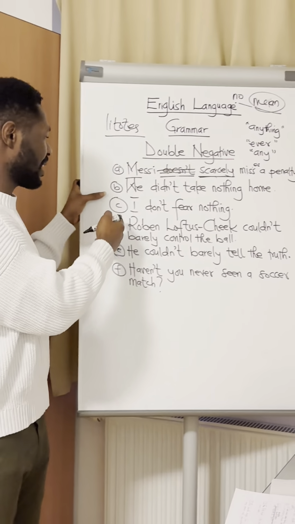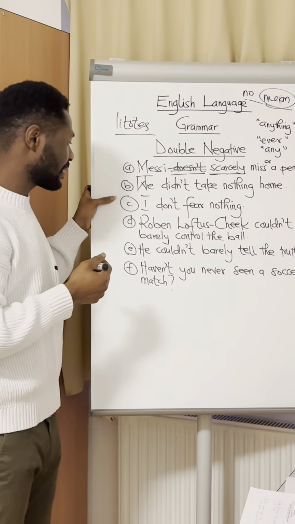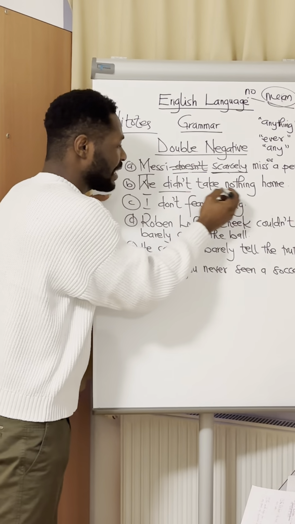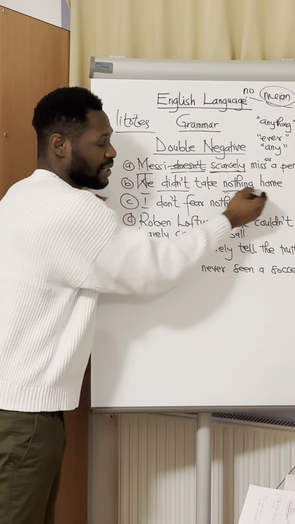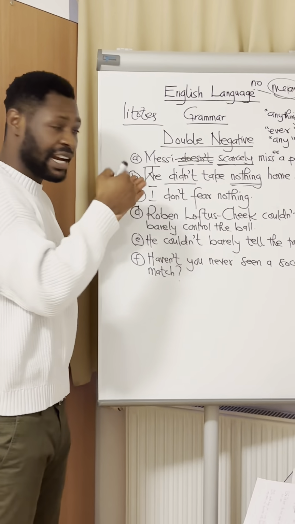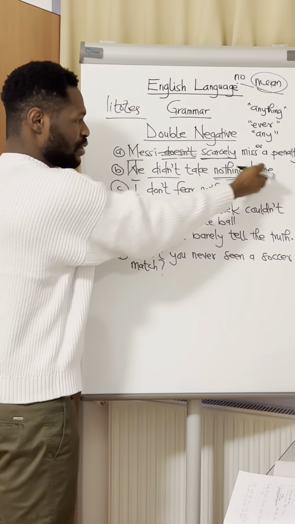We also have the second one. We didn't take nothing home. A number of people say these things. What are the two negatives here? Didn't, and that of what? Sorry, nothing. Didn't is a contraction of what? Did and not. So did and not gives us didn't. And of course, it becomes negative. So we didn't take nothing home.